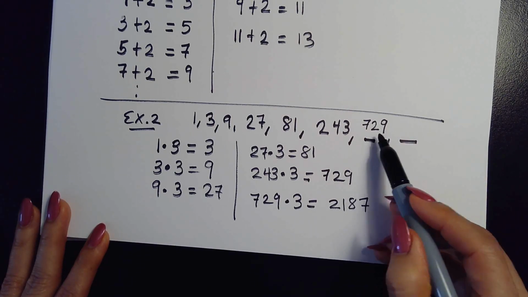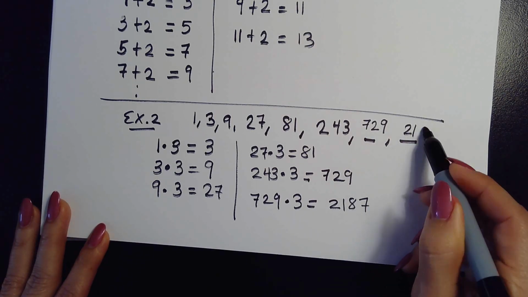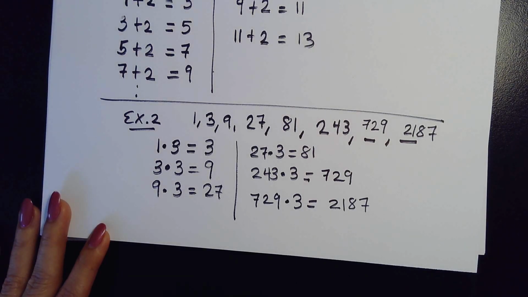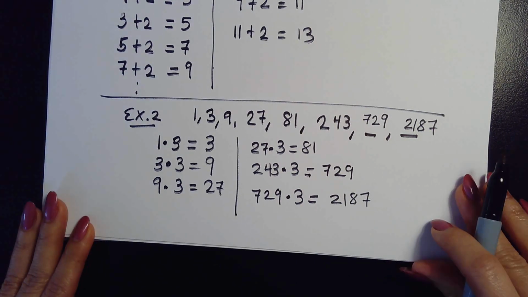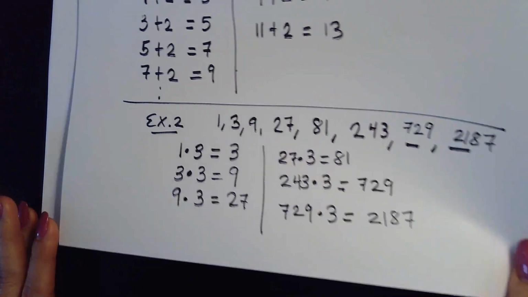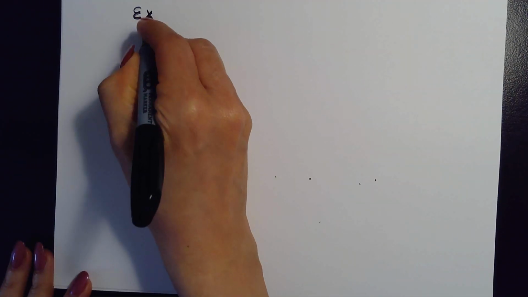So then the next two items are 729 and 2,187. Okay? So that's example number 2. Now I'll let you do example number 3. I want to consider example number 4.